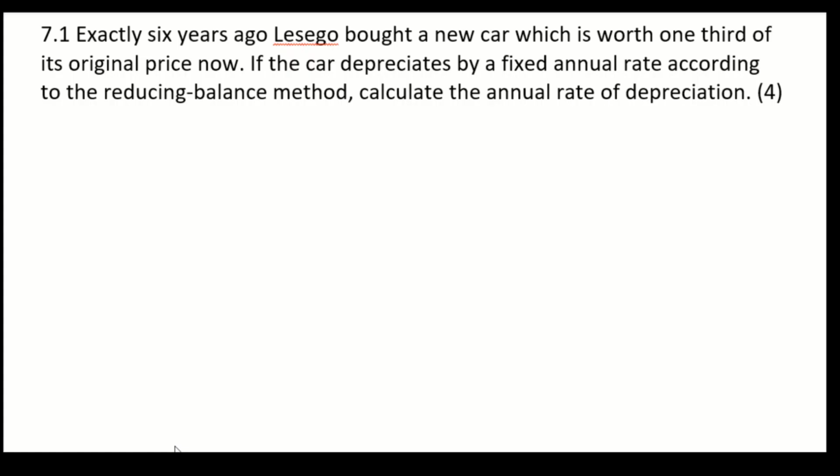Okay, so 7.1: exactly 6 years ago, Lesego bought a new car which is worth 1/3 of its original price. If the car depreciates by a fixed annual rate according to the reducing balance method, calculate the annual rate of depreciation. Here it's written reducing balance method, meaning we're going to use the compound decay formula, A = P(1 - i)^n. We are also told that this car is worth 1/3 of its original price.